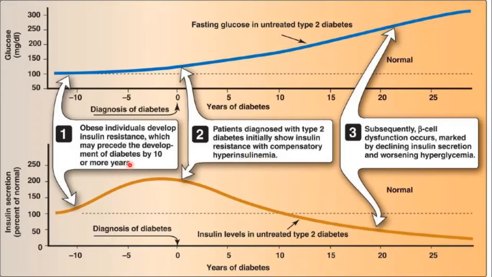Hyperinsulinemia. Okay. Then at this point, when the beta cells became impaired, they started to become dysfunctional, you can see insulin started to fall. And when insulin levels fall, their fasting blood glucose increased. Now that is when type 2 diabetes mellitus came in. There is hyperglycemia, increased blood glucose levels. Okay. And you can see subsequent beta cell dysfunction occurs, marked by declining insulin secretion and worsening hyperglycemia.